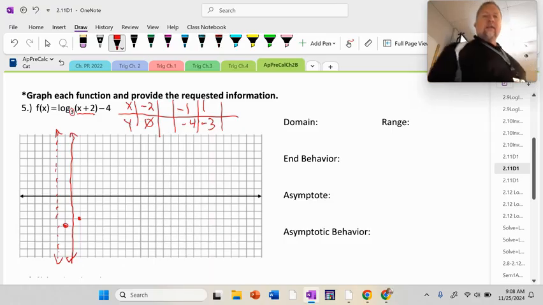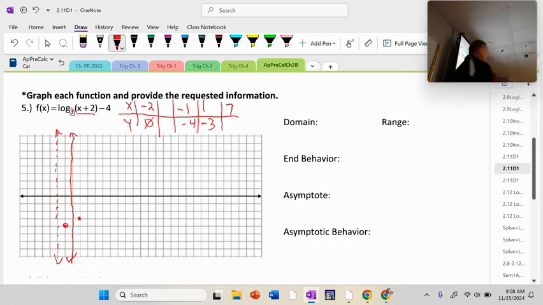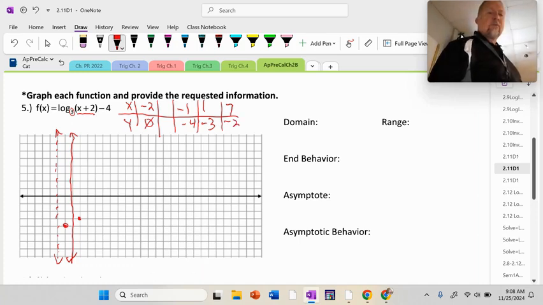All right, and then what's the next one? Well, I'd like 9 in there. How do I get 9 in there? 7. 7 plus 2 is 9. What's log base 3 of 9? 3 to the second equals 9. So it's 2. What's 2 minus 4? Negative 2. So we have 7 comma negative 2.